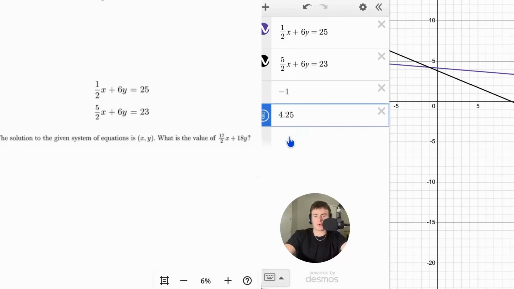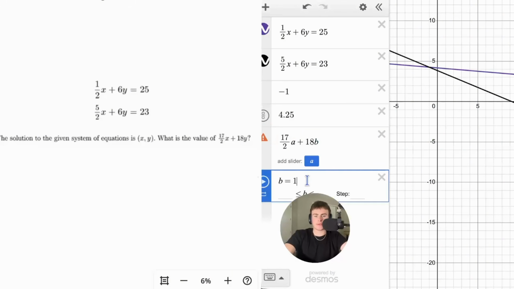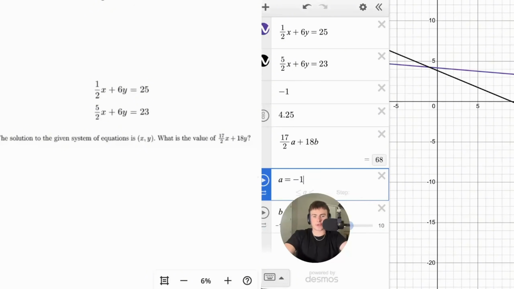So a couple ways we could do it, but let's just do this. 17 over 2x, let's do a and b, just to add sliders, plus 18b. And then we're going to say that b is 4.25 because that's our y value. And then a is -1 because that's our x value. So the answer of this thing right here is 68. That's it.